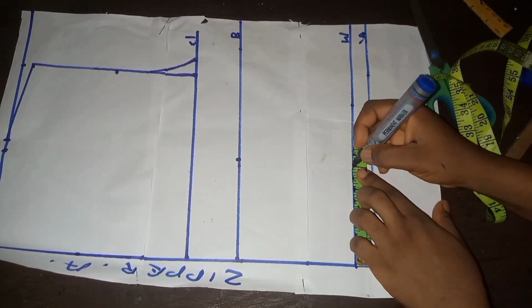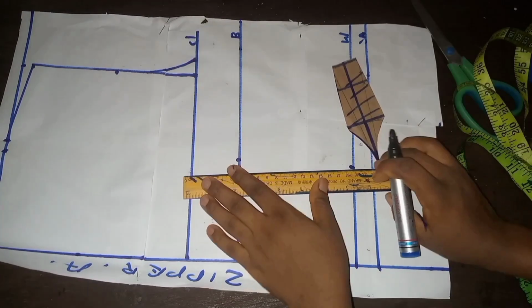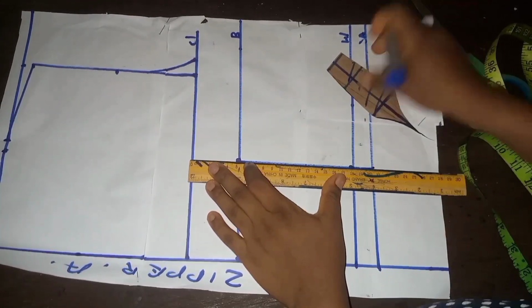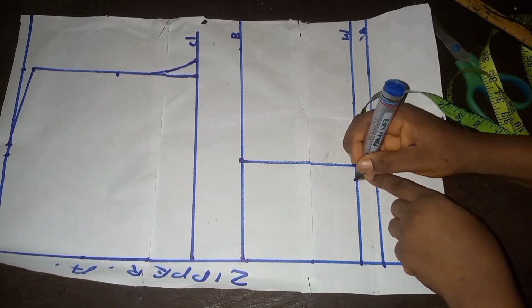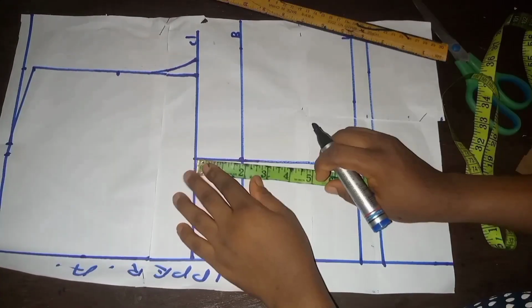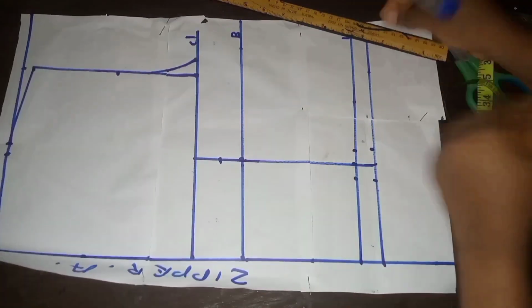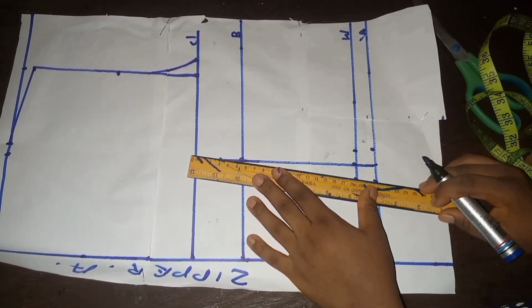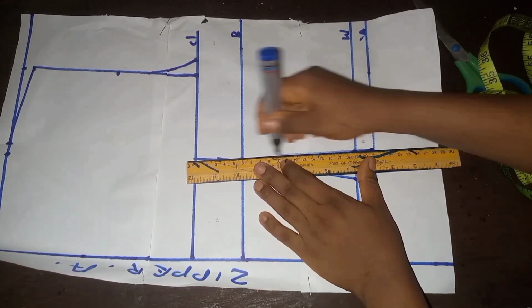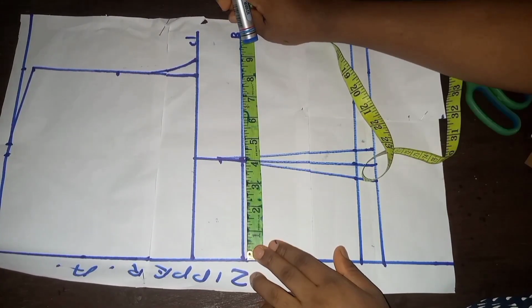I'll divide my nipple to nipple measurement by 2, which will give me 4 inches. I'll mark it on the chest line down to the sewing allowance. I'll take 0.5 inch on each side of the dart line on the waistline and also sewing allowance. Then I'll extend this dart line up to the chest line. Then from the chest line, I'll come down by 1 inch. Then I'll connect this 0.5 inch on both sides up to the 1 inch.